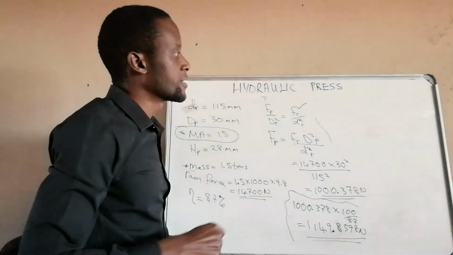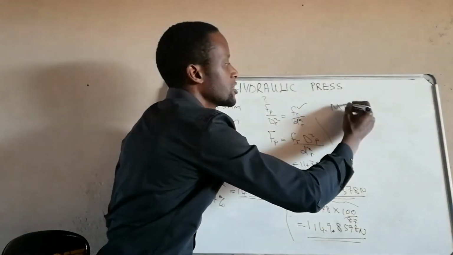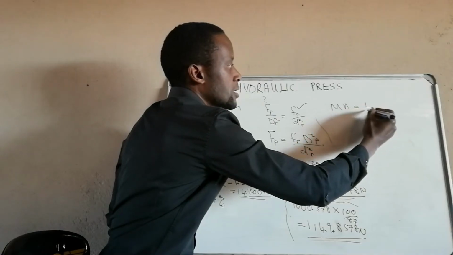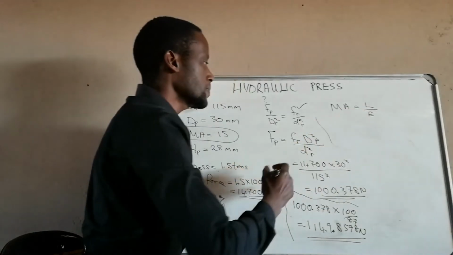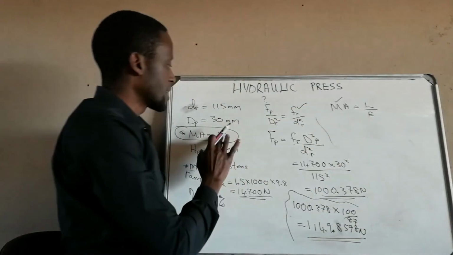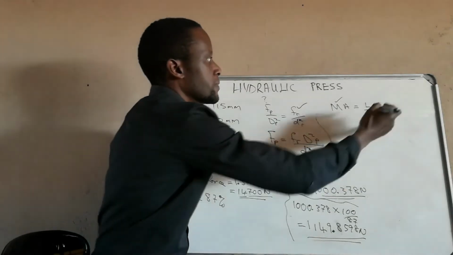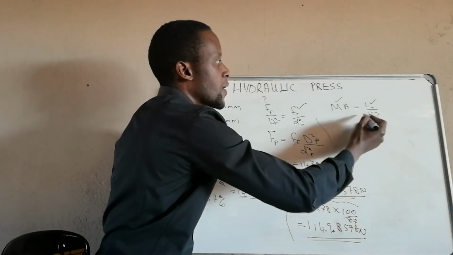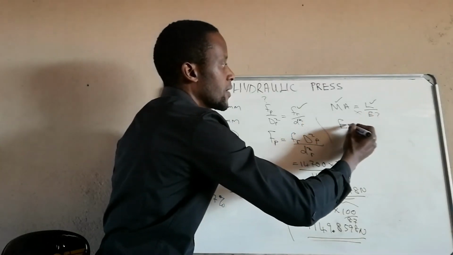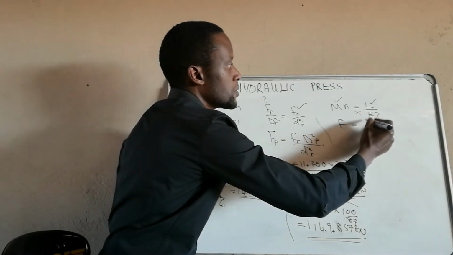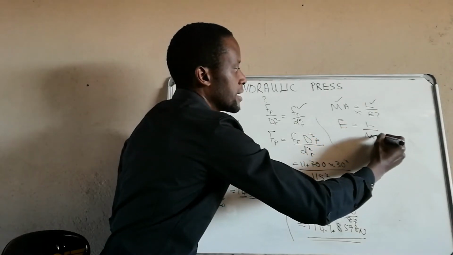So with the mechanical advantage, what we are saying is that mechanical advantage is a ratio between the load over the effort. Mechanical advantage is just a number, 15, that has been given to us. Our load will take this value. They are asking us for our effort. You cross multiply. Our effort is equal to the load over the mechanical advantage.